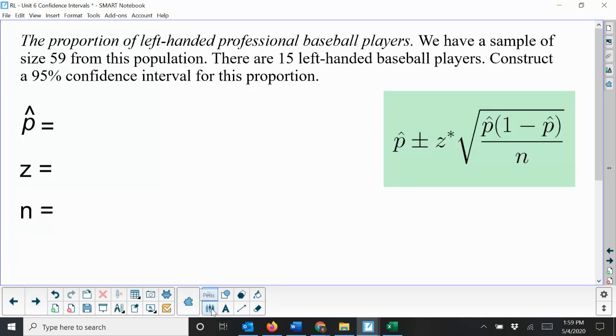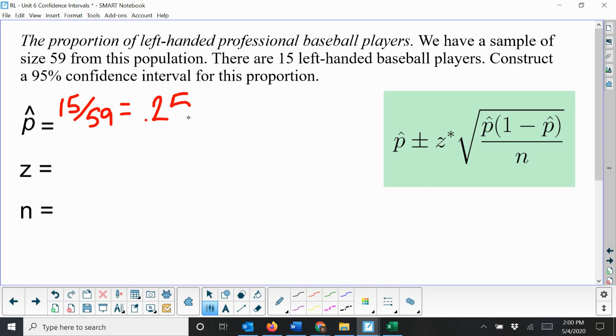So let's take a look at an example here. We have the proportion of left-handed professional baseball players. We have a sample size of 59 from the population of all professional baseball players, and 15 of them are left-handed. We want to construct a 95% confidence interval for this proportion. So our P hat is going to be 15 out of 59. I am going to calculate that as a decimal, and I'm going to get 0.25. It's 0.254, so that 4 is not going to round it up. And I always like to keep my proportions to 2 decimal places.